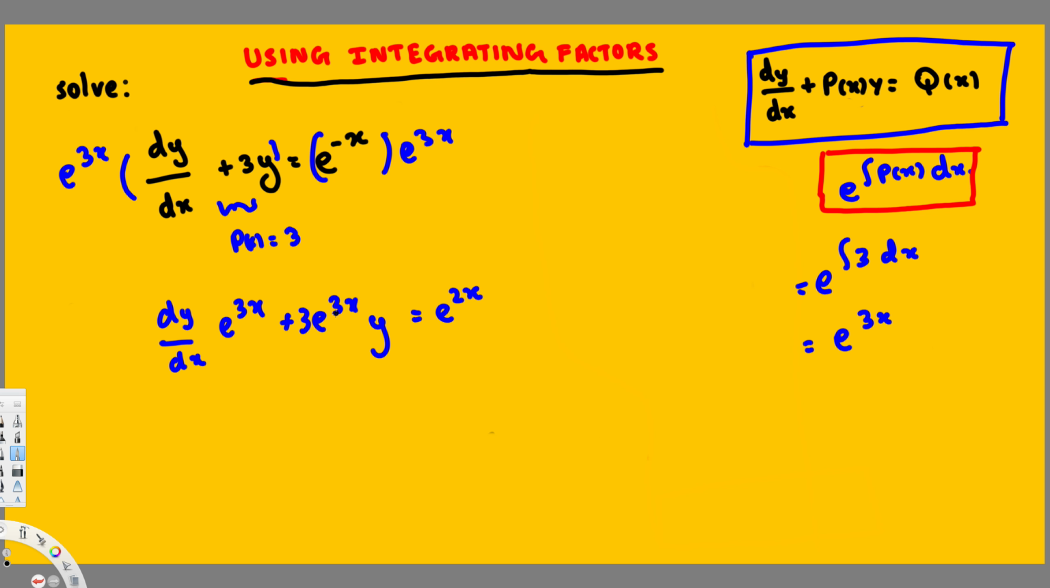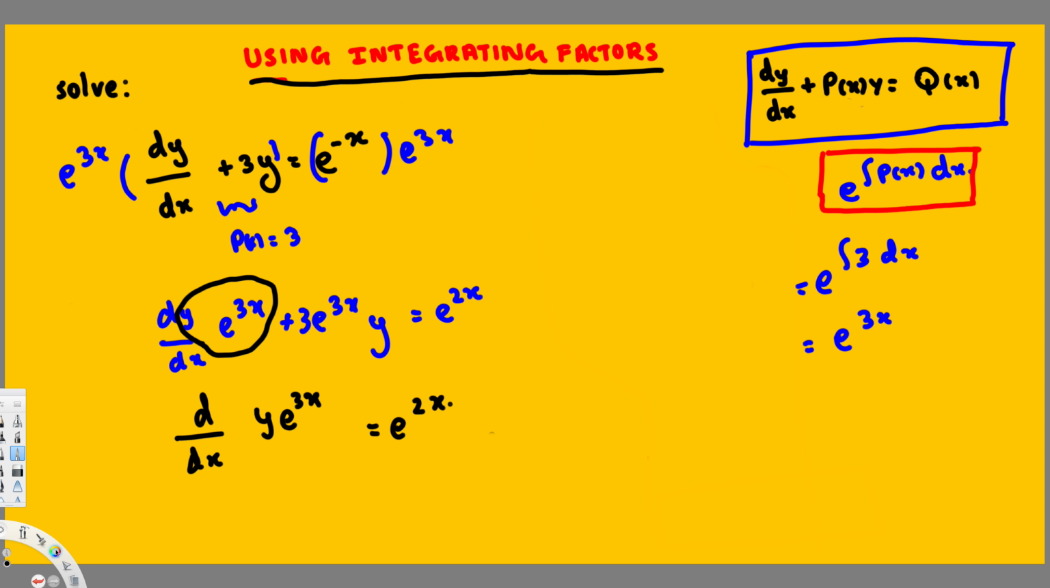And here the interesting thing is this part. If you write this part, d over dx of y e power 3x, and if you take the derivative of this one, you will get this back. That's the interesting thing about first order linear differential equations. When you have this one in standard form and do this, the first term always gives you the derivative of this whole thing. So therefore we can just write this one, and that is equal to e power 2x.